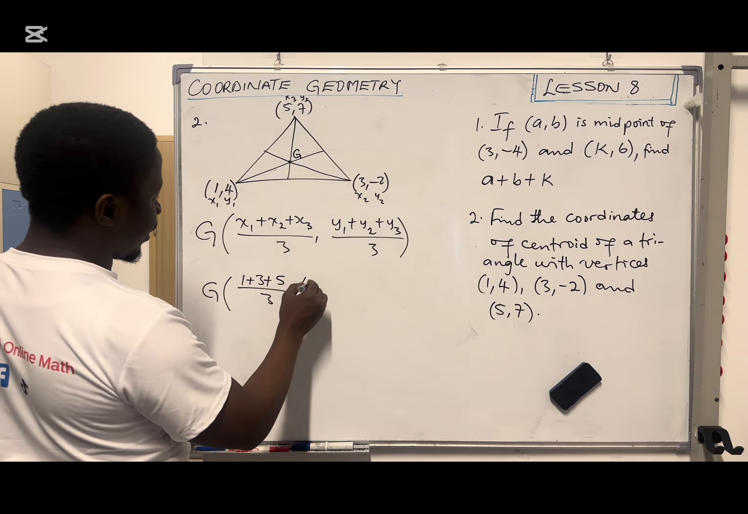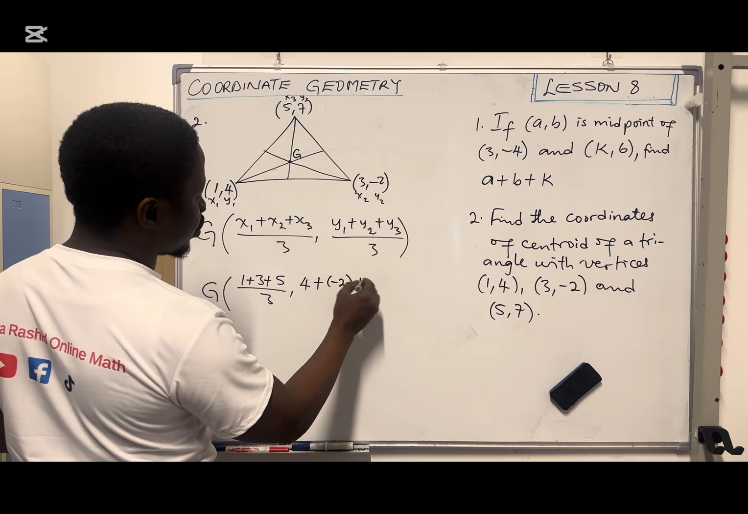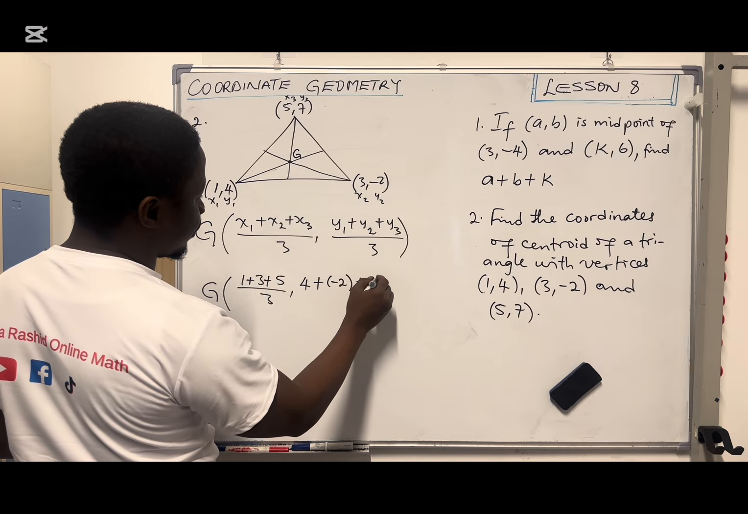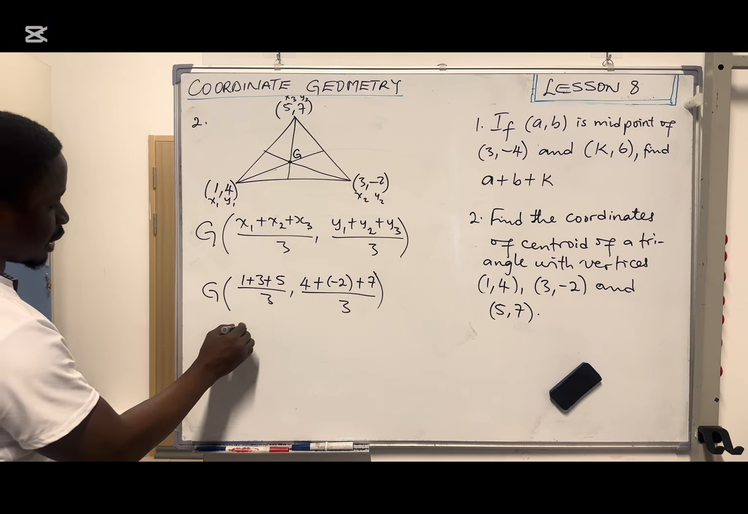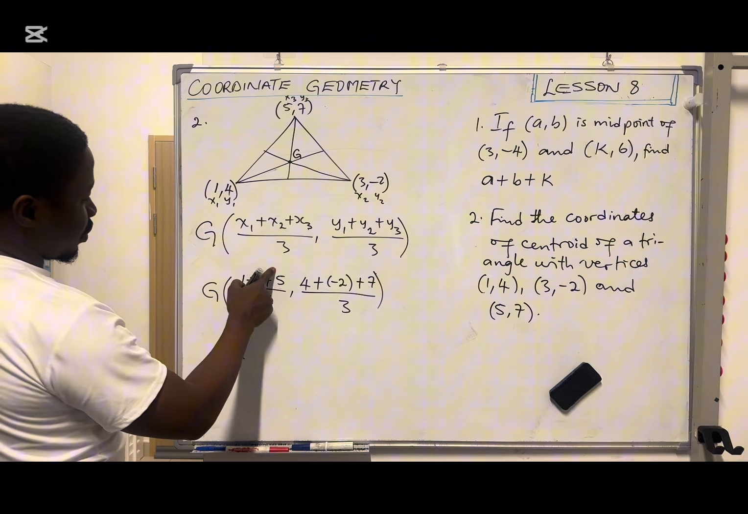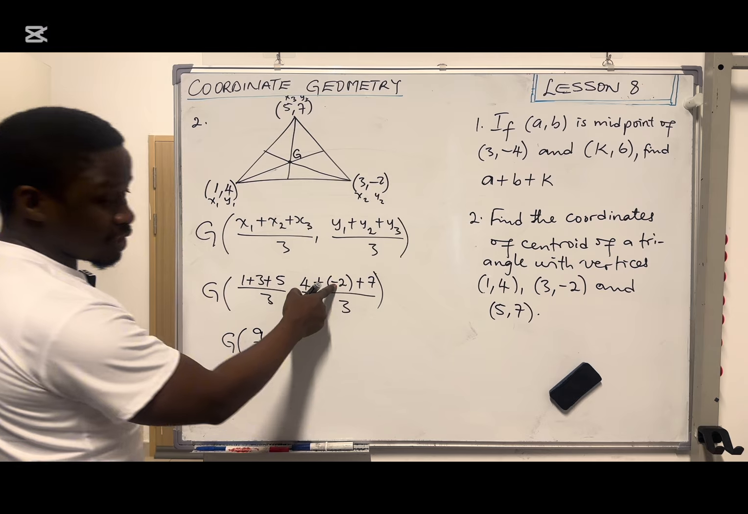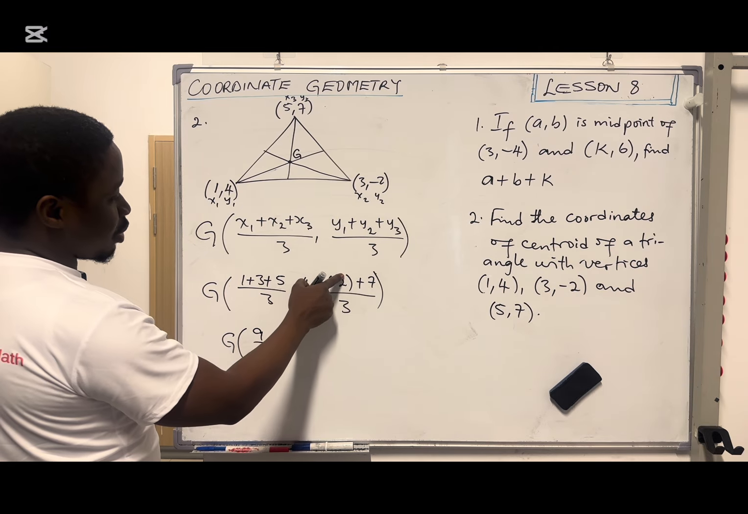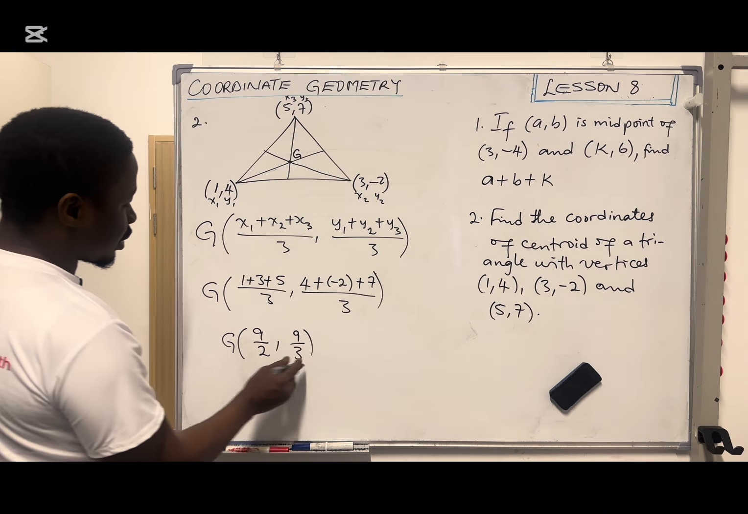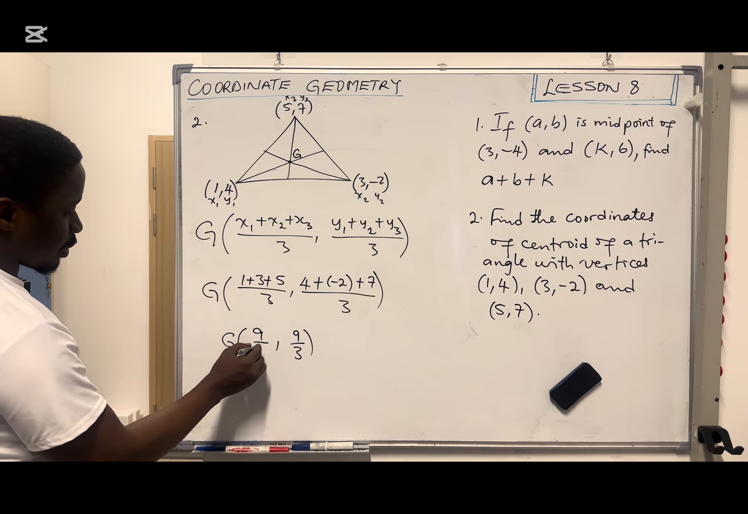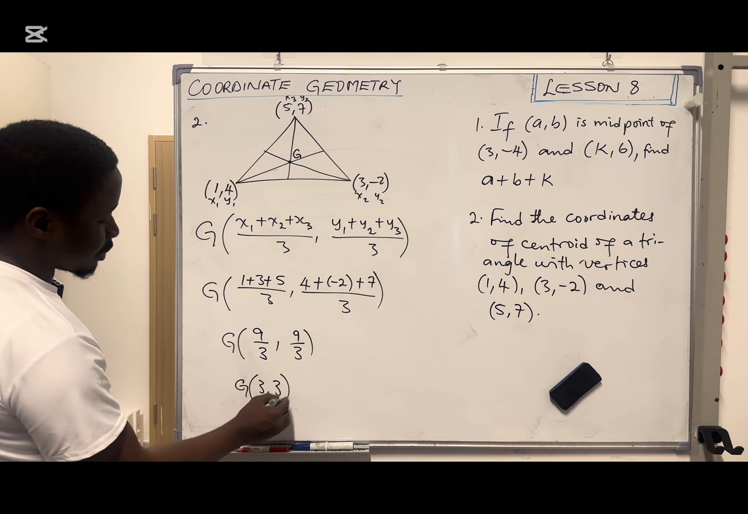Y1 is 4. Y2 is minus 2. Y3 is 7. So the centroid, this is 9 over 3 for x, and 4 minus 2 plus 7 over 3 for y. Plus by minus is minus. So 4 minus 2 is 2. 2 plus 7 is 9 over 3. So the centroid is 3, 3.